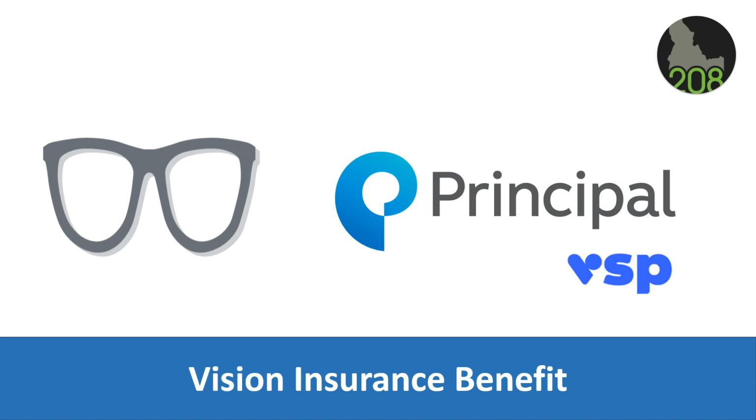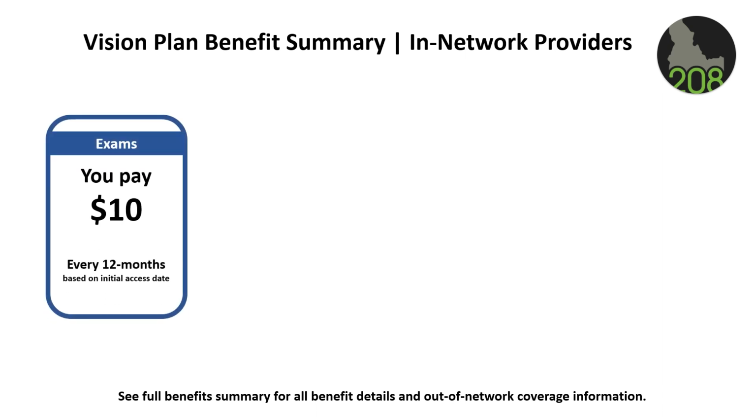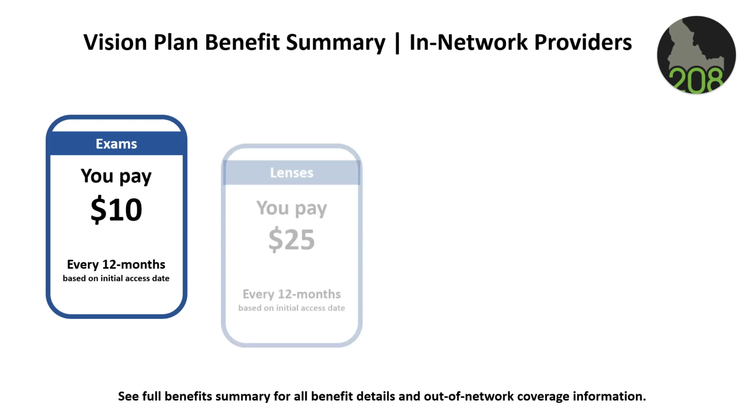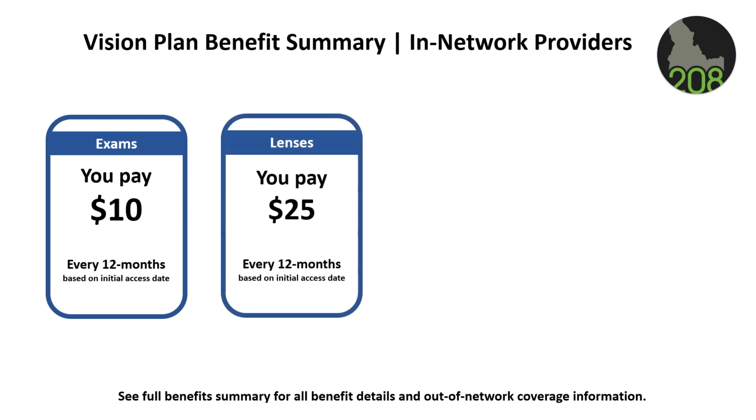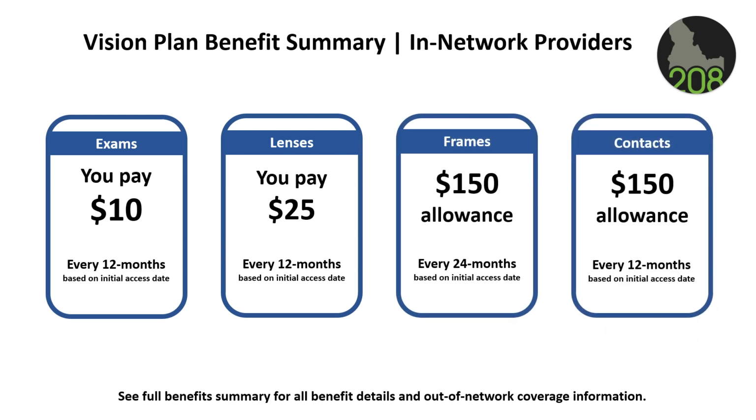Your vision benefit is backed with Principal utilizing the VSP network. Your vision plan summary is as follows. Eye exams are $10 when you're using in-network providers. Your lenses for your eyeglasses are a $25 copay. Your frames are a $150 allowance. And your contacts are a $150 allowance as well.